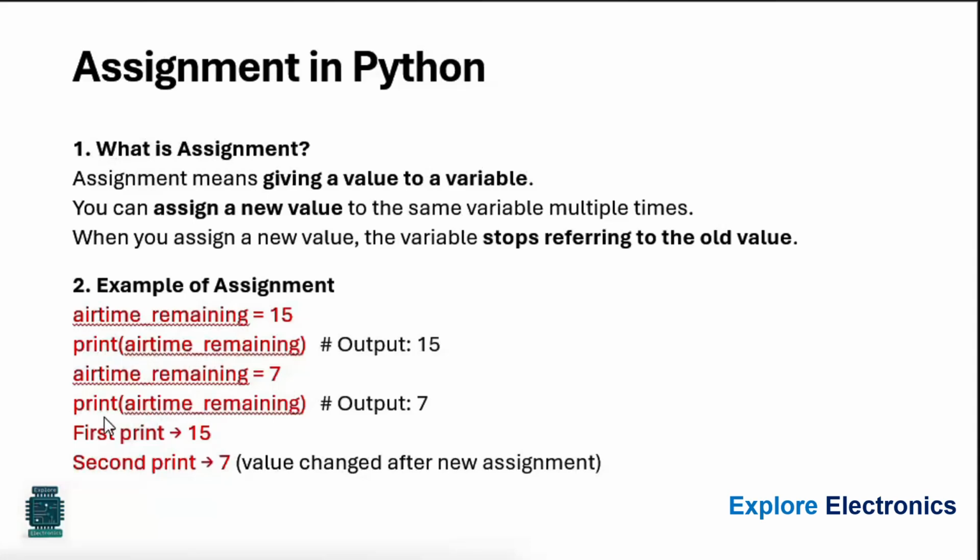Let us see the output here. Print a_time_remaining. It will go to a_time_remaining and check the value present in it. It will print the output as 7. It will not go to the first a_time_remaining and give the value as 15. It won't do that. It will check the recent update. Got it? That's why it will give 7. It will print first as 15 and the second output is 7. I think you are very clear with it. Here the value changed after the new assignment.